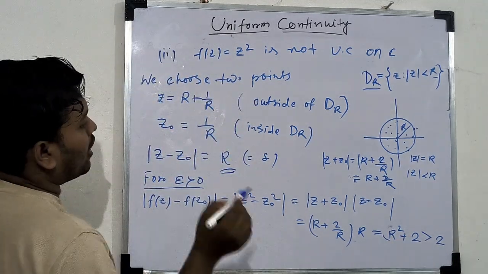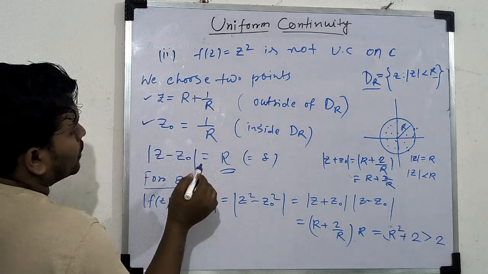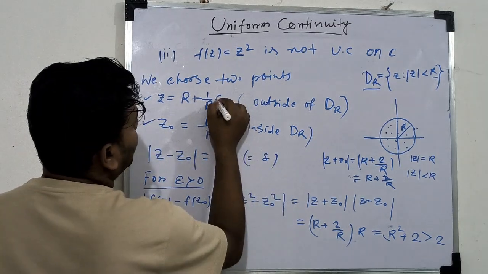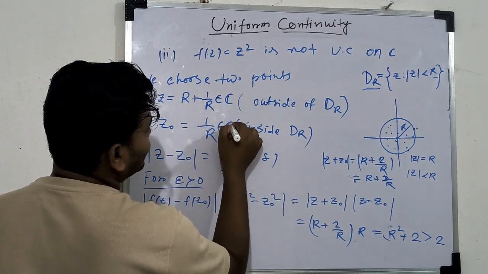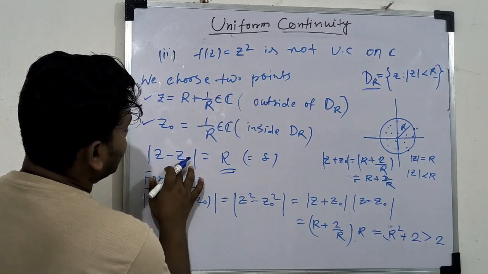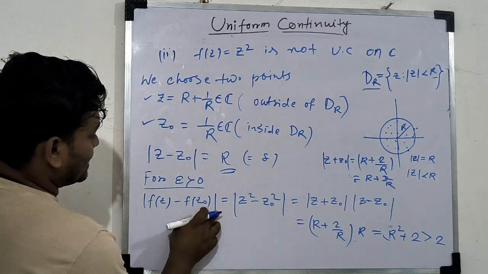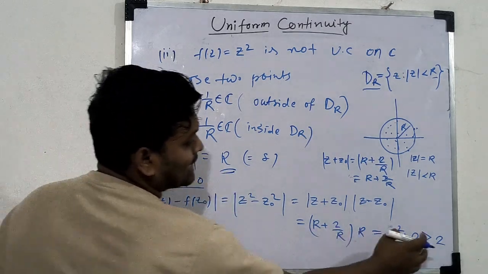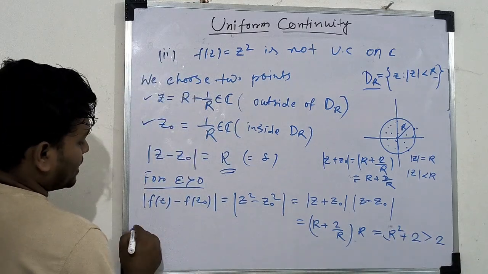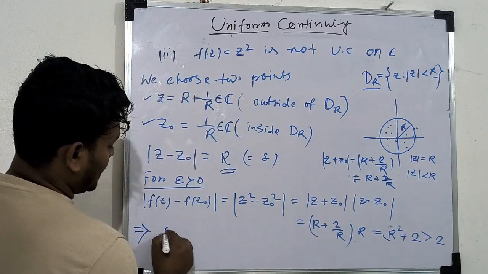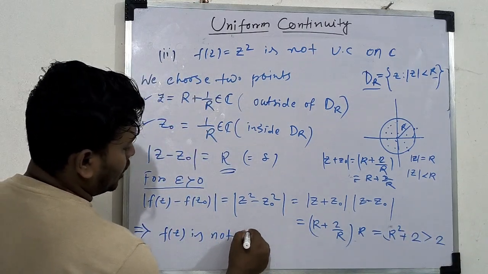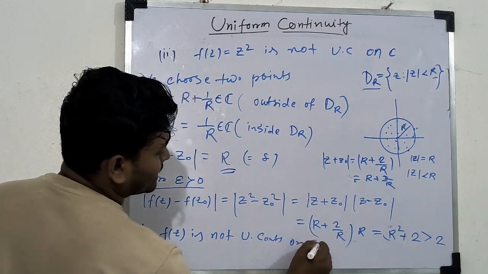So we found 2 points z and z0 from C, both belonging to C, such that modulus z minus z0 equals r, and the modulus of f of z minus f of z0 is greater than 2. So from this we can conclude that f of z is not uniformly continuous on C. So this is the proof. This is very important for your exam.